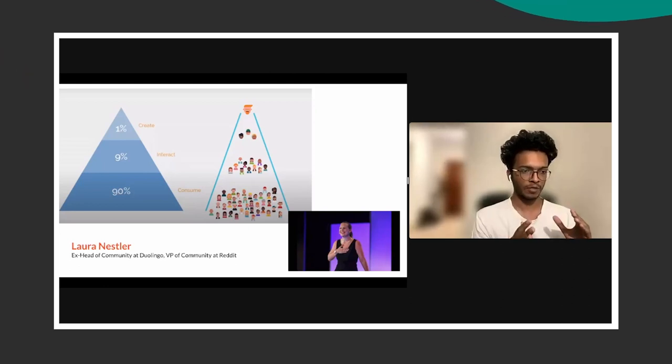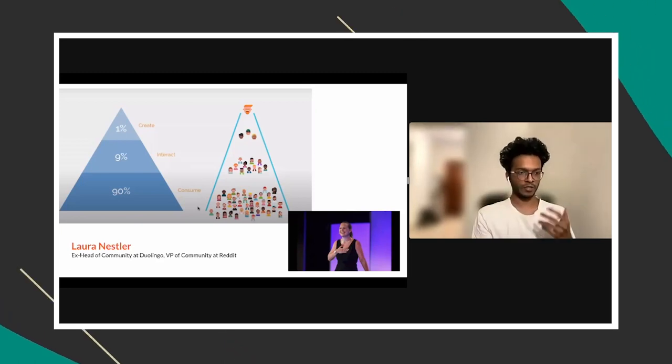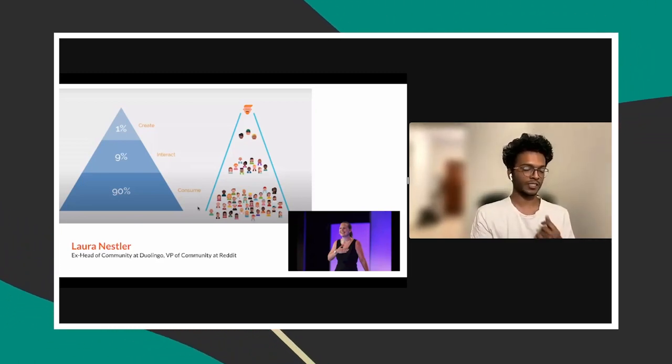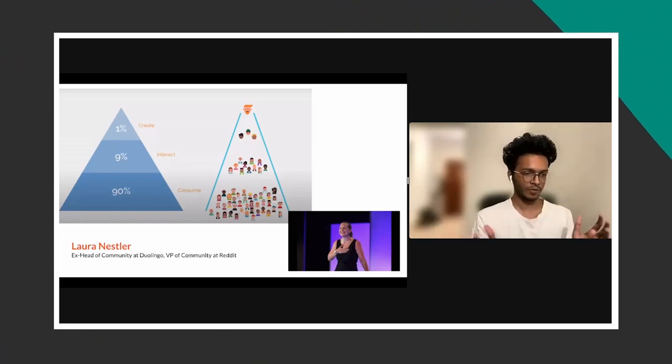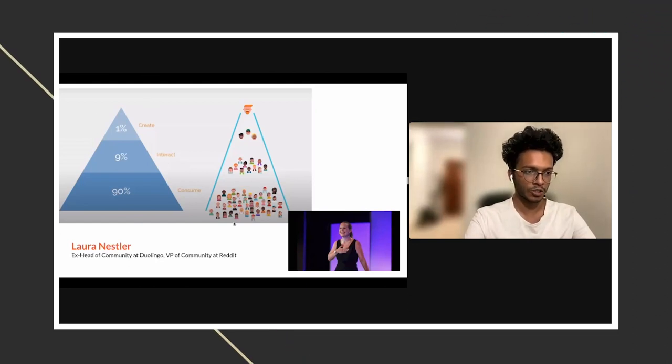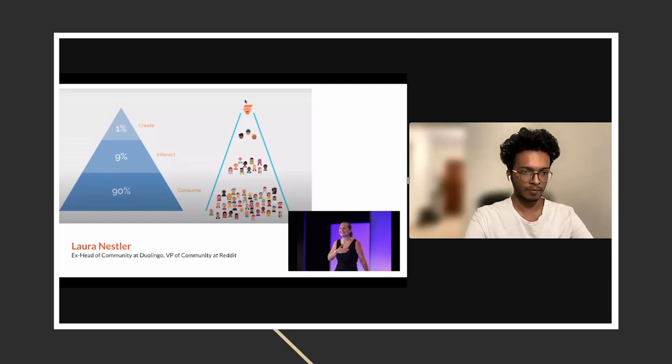Only 1% of your members are going to create the content, and they will be the people who get the other 9% to interact with your content. But remember that 90% of your community members will not engage in the community. It's just a statistic. That is what you've seen across hundreds, thousands of communities. But this is how you should set your expectations when it comes to a community, and it also shows how important it is to focus on this top 1%.